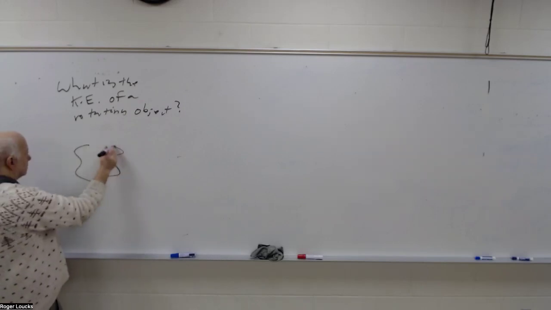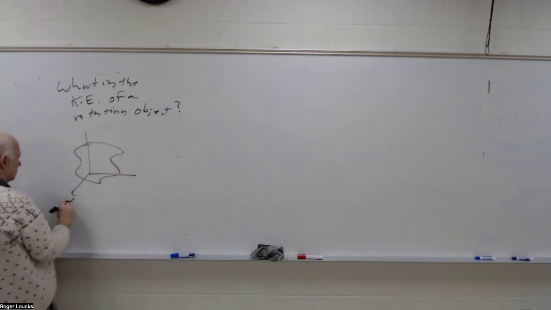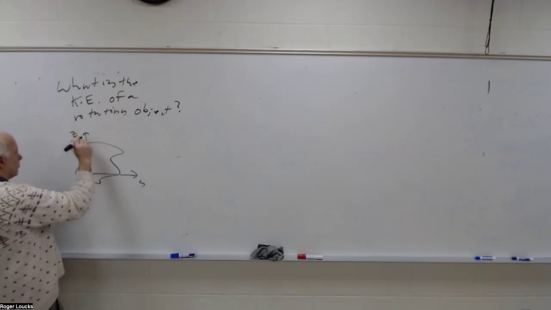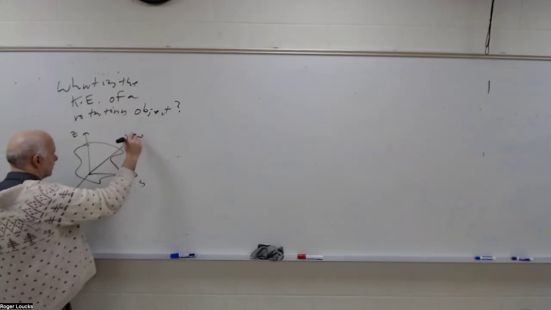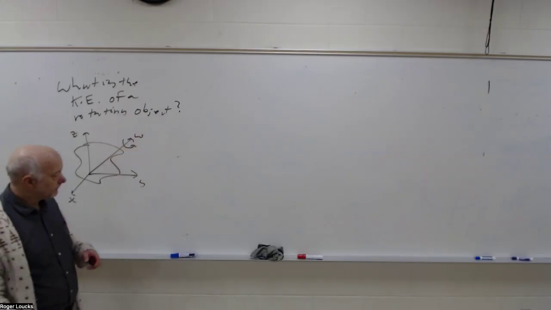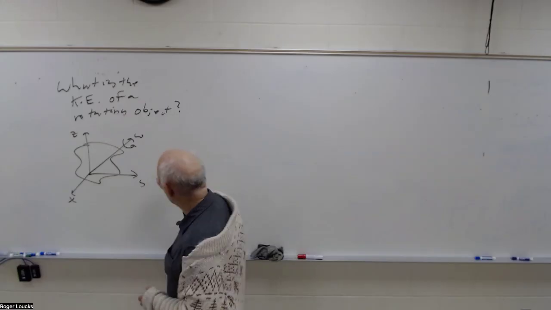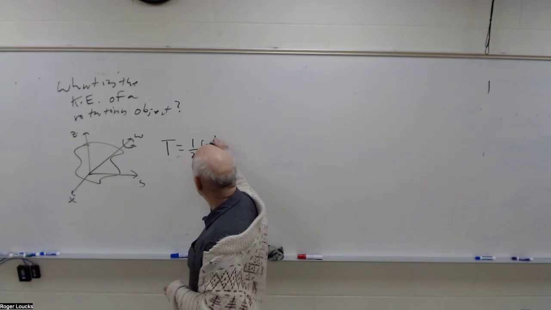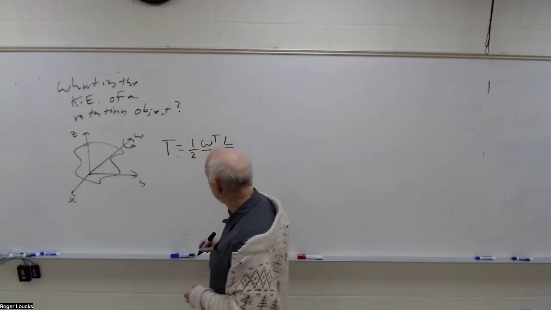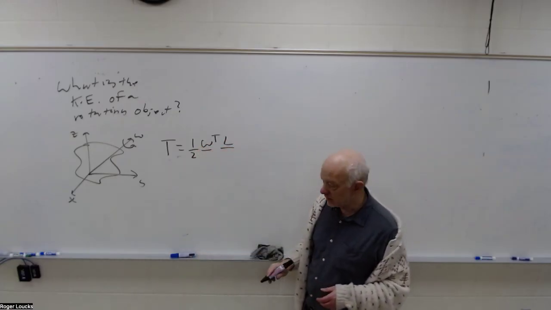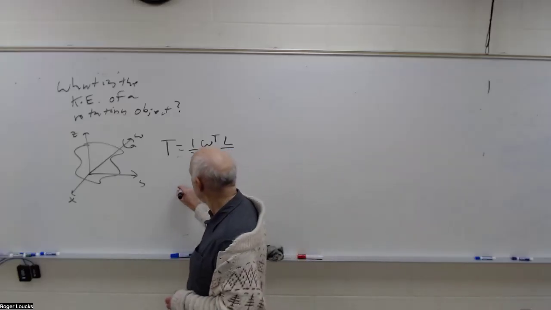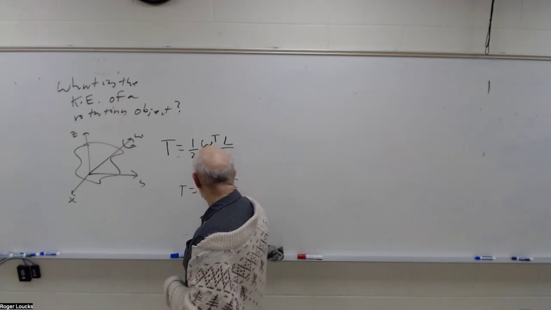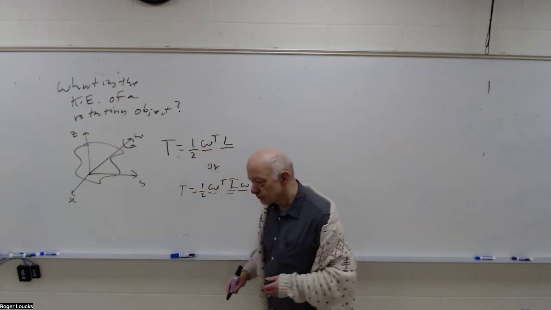So here's my little object, with axes X, Y, Z. I'm rotating along this axis here. Here's my omega axis. What I'm going to try to convince you of is that kinetic energy is going to be 1/2 omega transpose times L, or 1/2 omega transpose I omega.